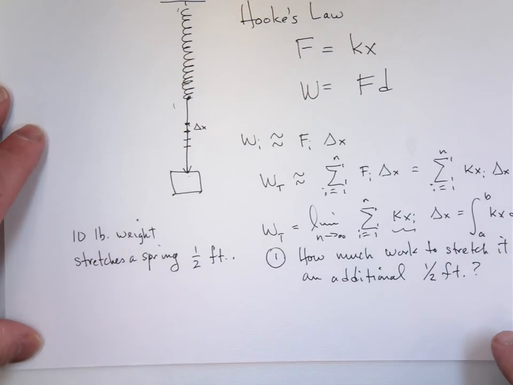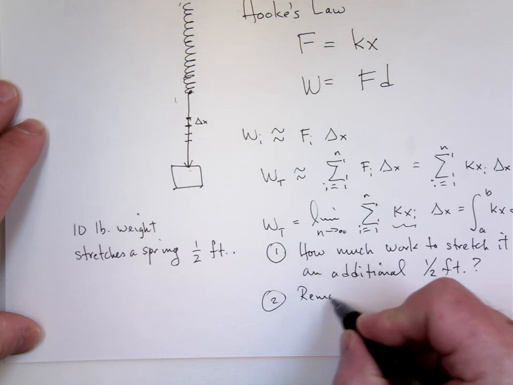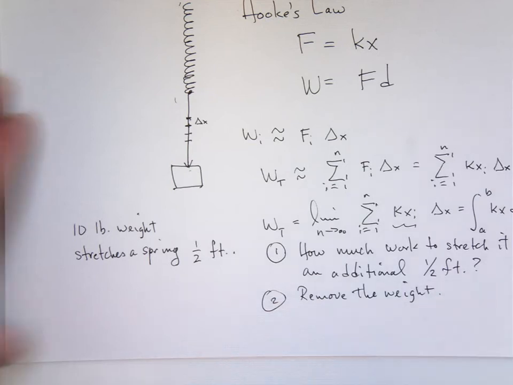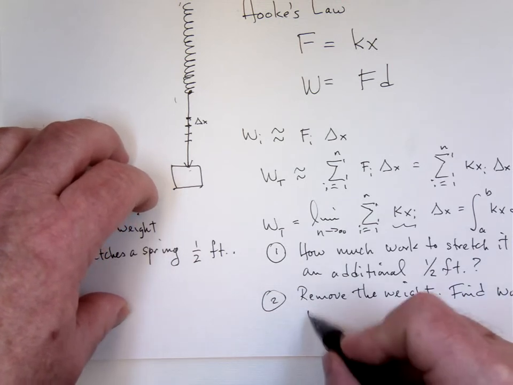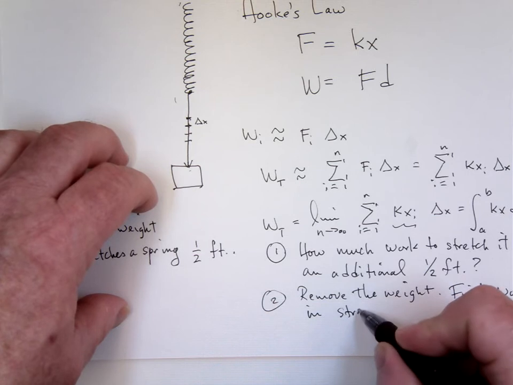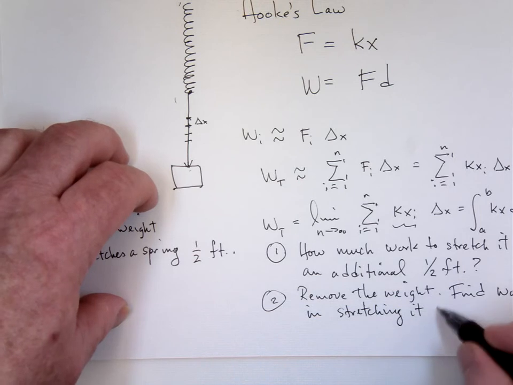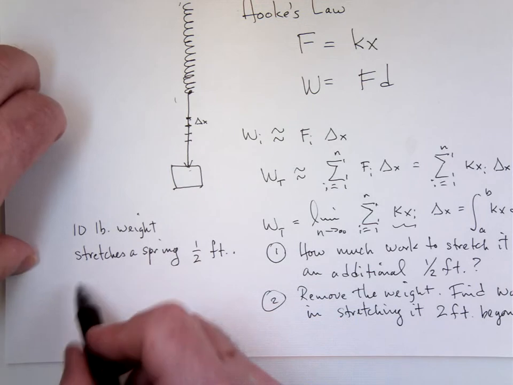Here's another question. Remove the weight. When you remove the weight, the spring goes back to its natural length. Find the work in stretching it two feet beyond natural length. And the third question: remove the weight, same as number 2, but find the work in compressing it 2 feet.